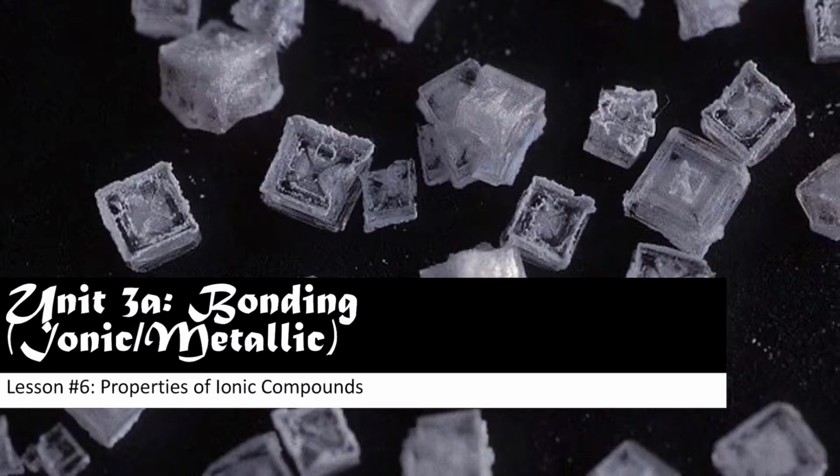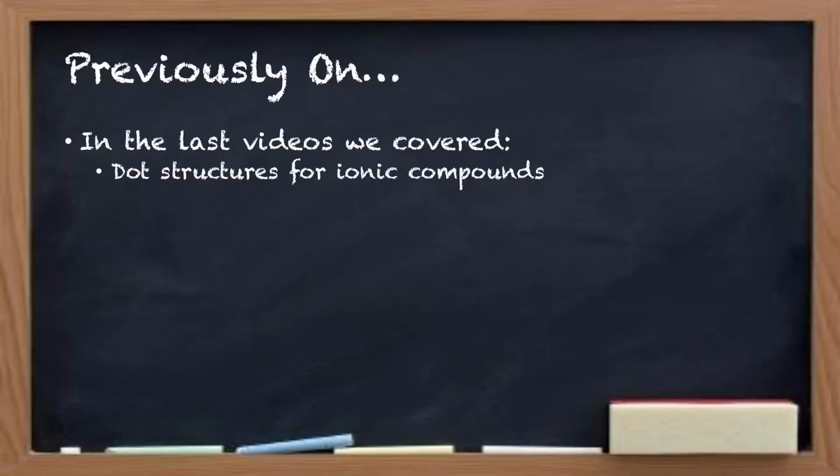Before we start, though, I noticed in the comments section of one of the other videos that someone noticed that these are salt crystals. And this is actually what salt looks like under a microscope. I waited until today to bring that up because it goes into what we were talking about later. So, in the last video, we covered dot structures for the ionic compounds.